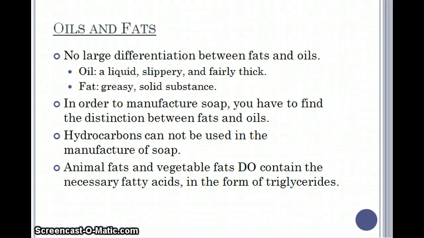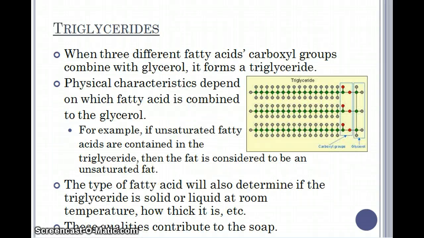Oils and fats are also used in making soap, but there is no large differentiation between fats and oils besides the fact that they are different substances at room temperature. In order to manufacture soap, you have to find the distinction between these fats and oils. Animal fats and vegetable fats do contain the necessary fatty acids, though, that are needed to make soap, and these fatty acids are used in the form of triglycerides. Triglycerides are necessary in the manufacture of soap.